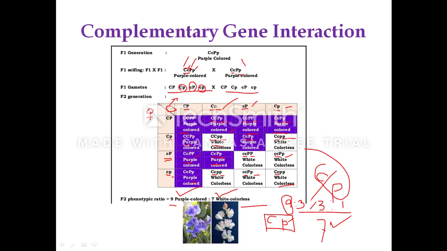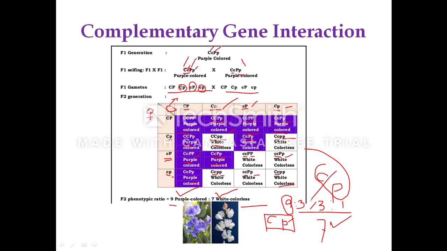The purple color is due to anthocyanin pigment. The formation of the anthocyanin pigment depends on 2 independent factors or genes. Both of these should be present, both capital C and capital P, to produce the anthocyanin pigment. Absence of any one throws the machinery of anthocyanin formation out of order.